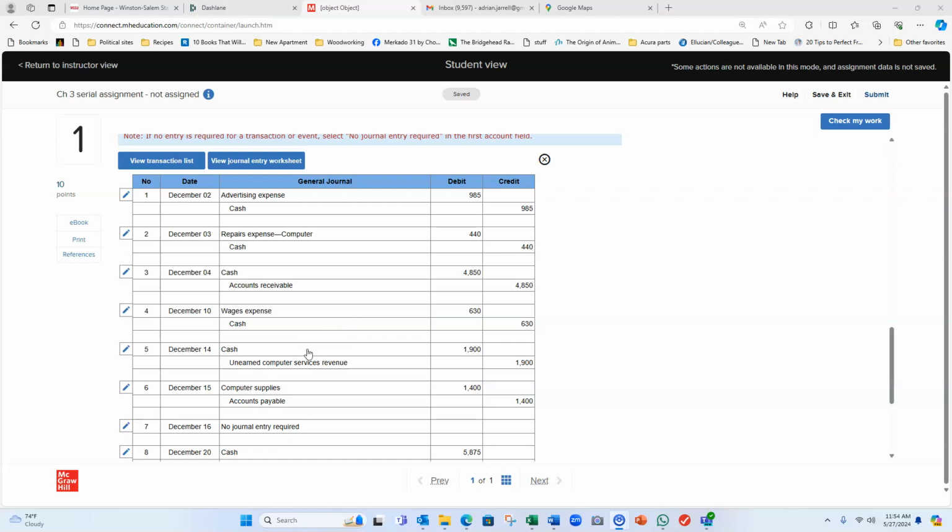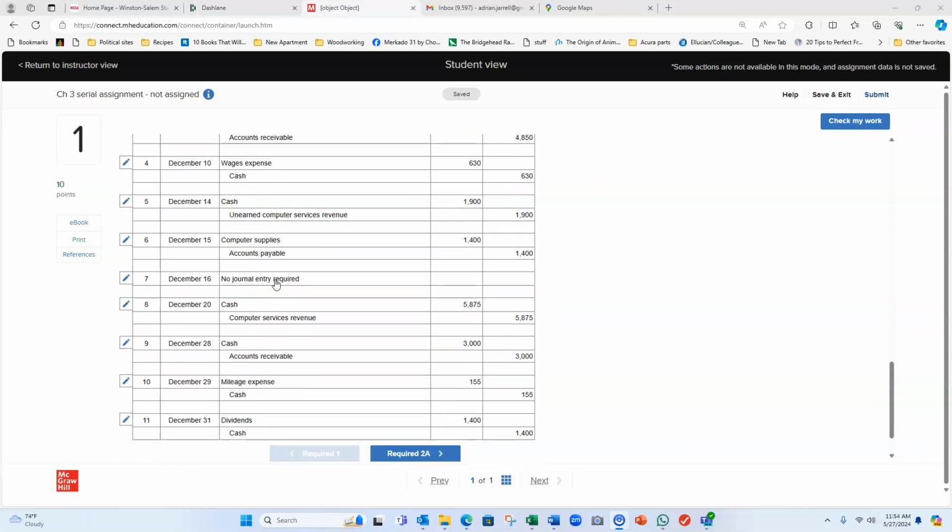We received some cash for work we're going to do in the future, so it goes to unearned computer services revenue, which is a liability account. It's not a revenue account. It's a liability account. We owe them that money back, or we owe them completion of the work we told them we would do. We purchased computer supplies on account, on credit.